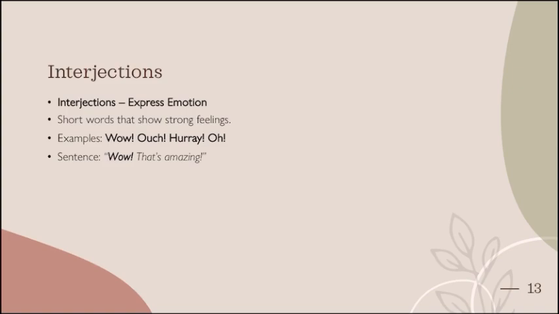The next part of speech is interjections. Interjections are the words which express emotion in sentences, right? They are short words that show strong feelings. Short words with strong feelings are known as interjections. For example, wow, hooray, oh, right? In a sentence like, wow, that's amazing, we show excitement, a sentence that expresses some sort of emotion. Those kinds of words are called interjections.